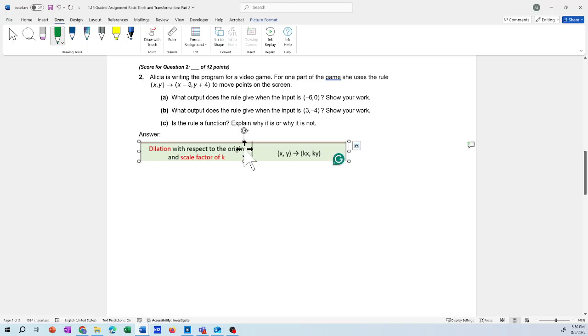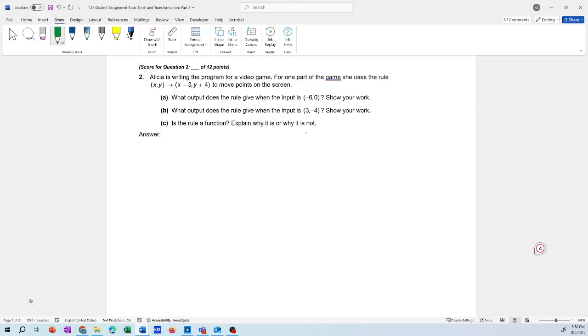So Alicia is writing the program for a video game. For one part of the game, she uses the rule (x, y) → (x − 3, y + 4) to move points on the screen. So just by looking at it, you know it's a translation. You move objects either right, left, up, or down. So when it says minus 3 or plus 4, right?